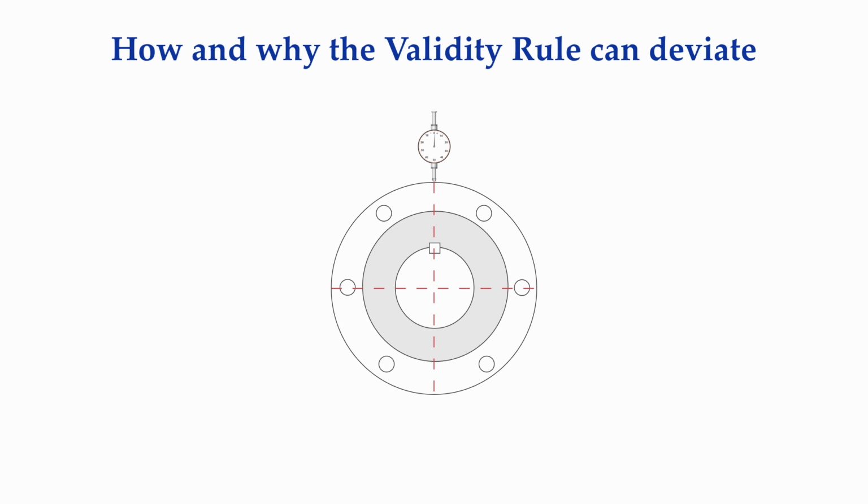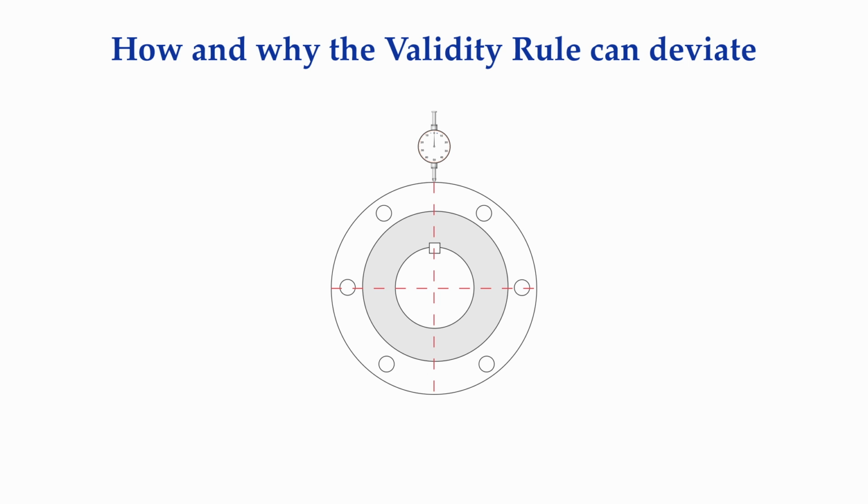As mentioned a few slides back, the validity rule can deviate up to 10% of the highest number in the reading set. Why doesn't the validity rule work perfectly every time? Well, there are a couple of reasons. Probably the number one reason is that you are not making precise 90-degree rotations when you get your readings.